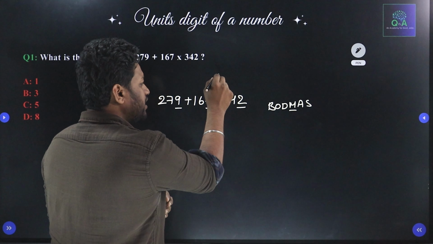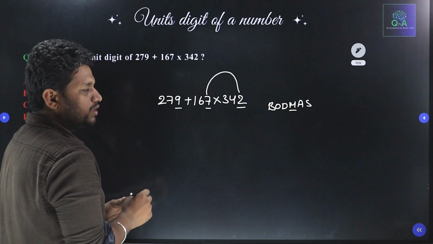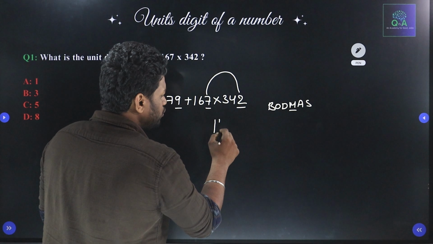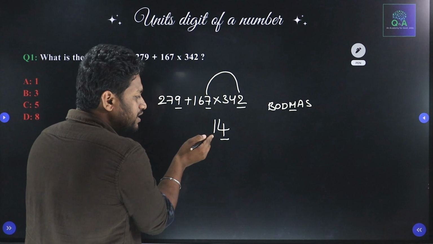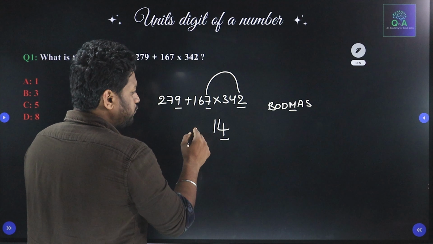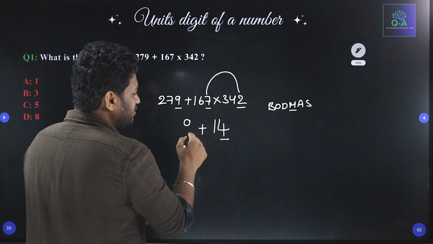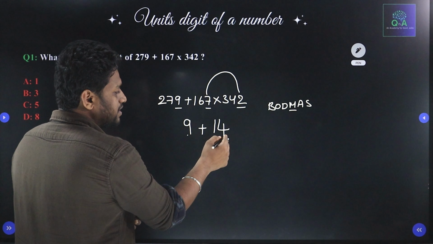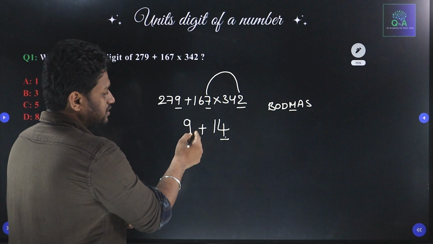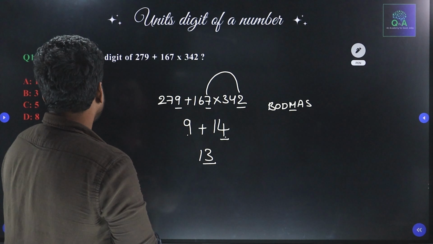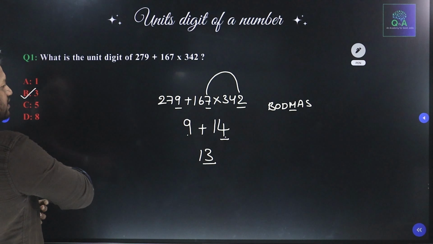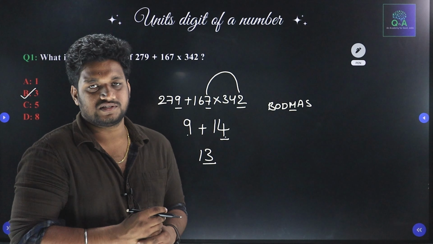So I'll be multiplying both 7 and 2. What is 7 into 2? 7 into 2 is nothing but 14. So in 14 what is my units place? 4. That 4 I am going to add with 9. What is 4 plus 9? 13. In 13 what is my units place? My units place is 3 and that is going to be my answer.